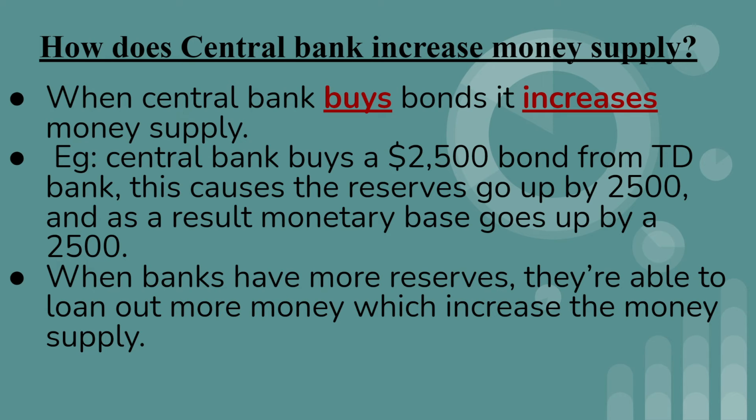So how does the central bank increase money supply? When a central bank buys bonds, it increases money supply. That's because, for example, if the central bank buys a $2,500 bond from TD Bank, this causes the reserves to go up by 2,500, and this is also going to cause the monetary base to go up by 2,500. And now, because TD Bank has more reserves, it is able to loan out more money, because when the reserves go up, the banks are able to loan out more, and that is going to increase the money supply.